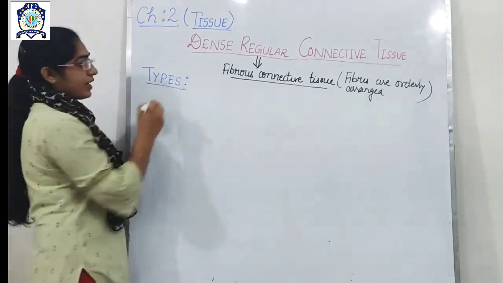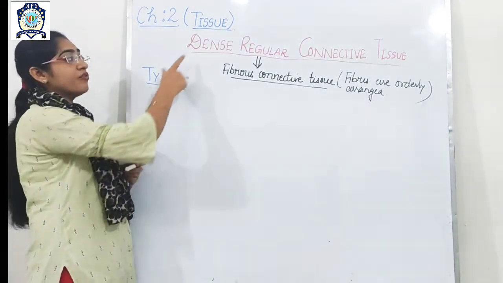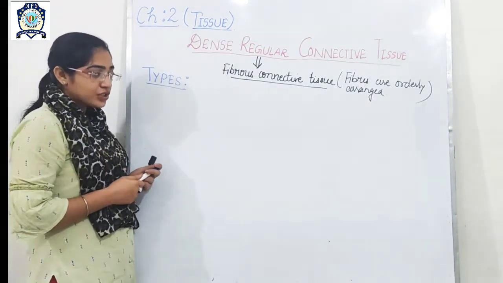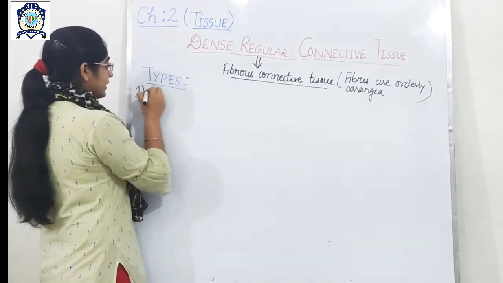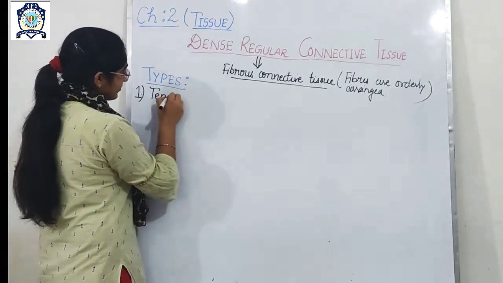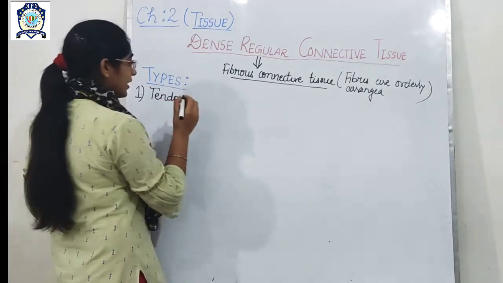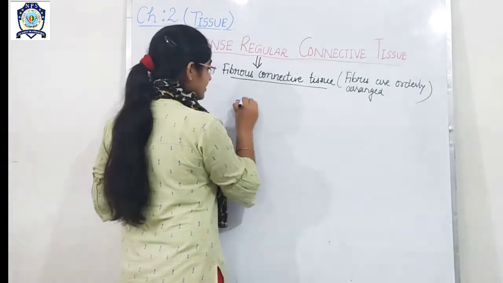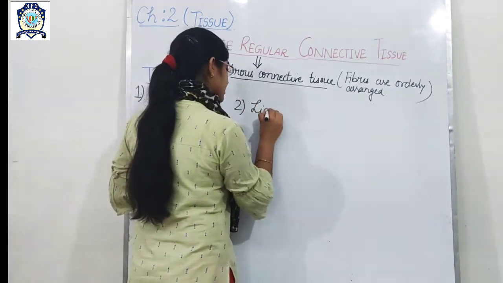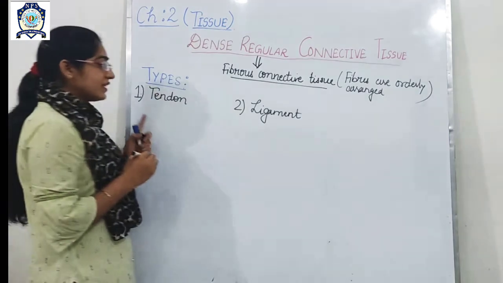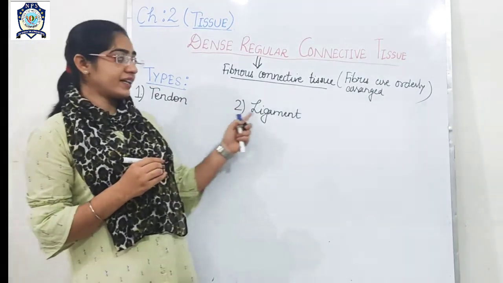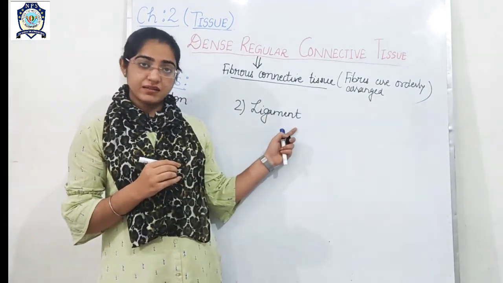If we talk about the types of dense regular connective tissue, it is basically of two types. One is the tendon and the second one is the ligament.